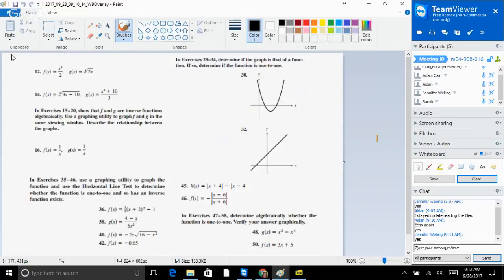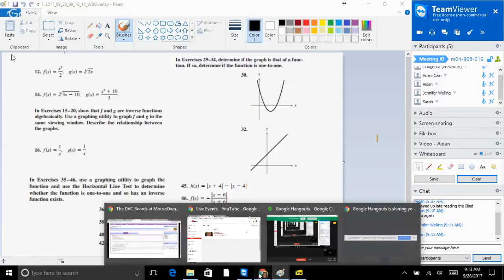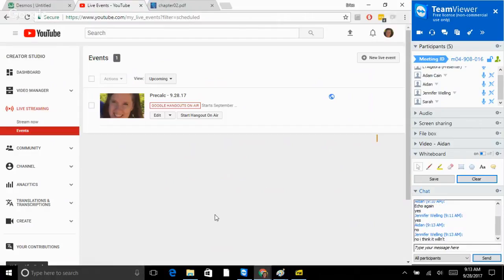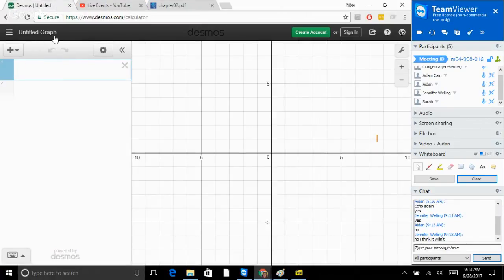All right, so all you're going to do with these is graph them, and see, does it pass the horizontal line test? Now, you can kind of test yourself before you even start to see if you really have it. What about number 36 here? Just based off of the fact that we've got this x plus 2 squared, do you think that this is going to have an inverse function? Aiden feels firmly no. I'm with you, Aiden. Kind of feel like no, right? Yep, Jennifer agrees. All right, so let's just put it into our graphing tool.